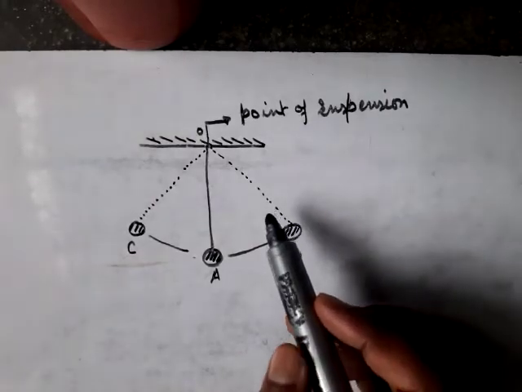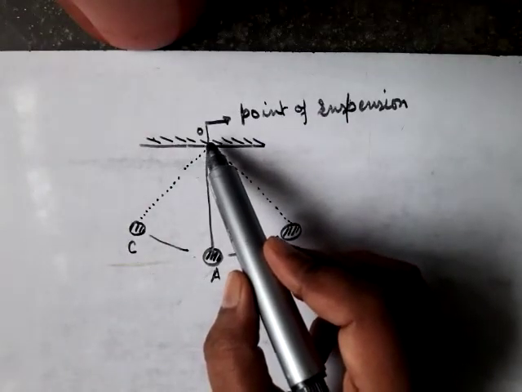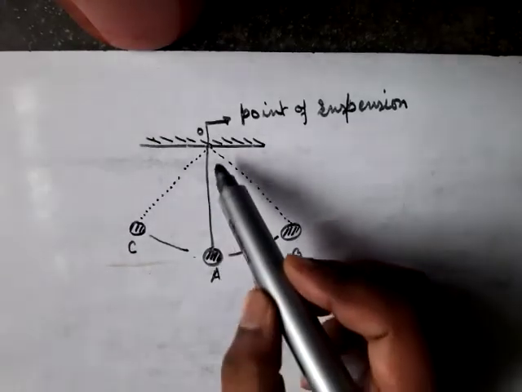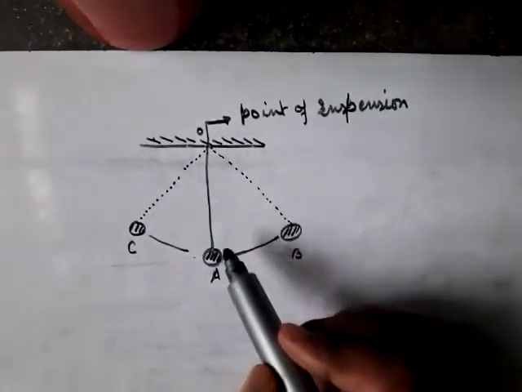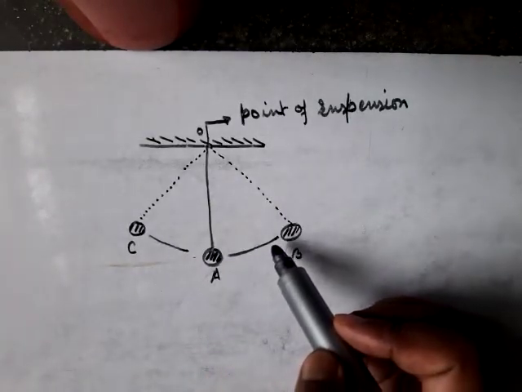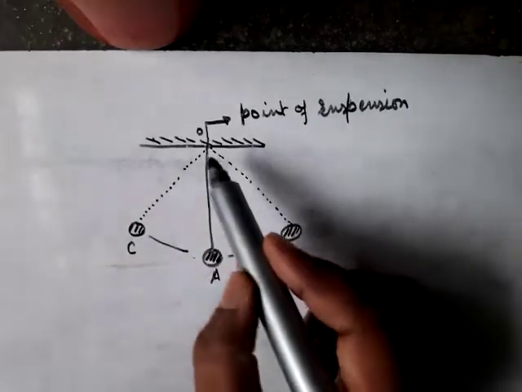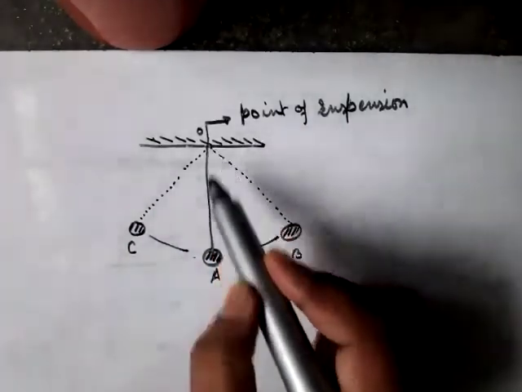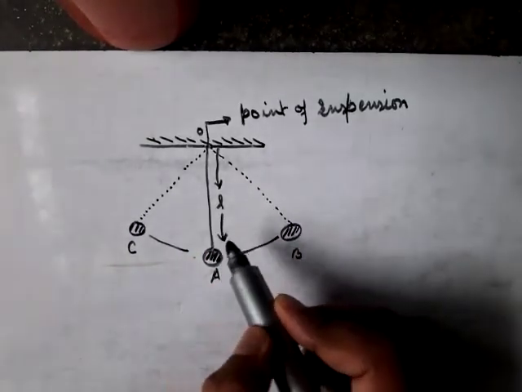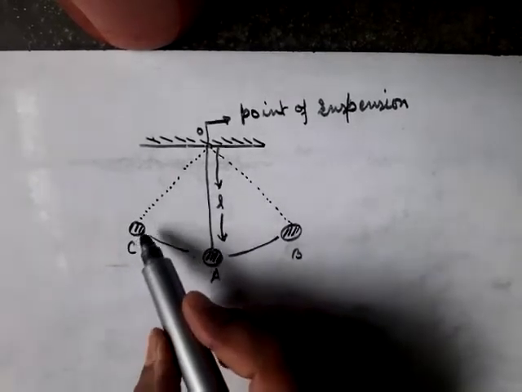In this way we describe it: when a bob of a small mass is suspended from a fixed support at the point of suspension and allowed to swing to and fro without any friction, then we call it a simple pendulum. And here we are considering OA. This is the effective length, the length of the string. This is called the effective length. And this is the bob of some mass.